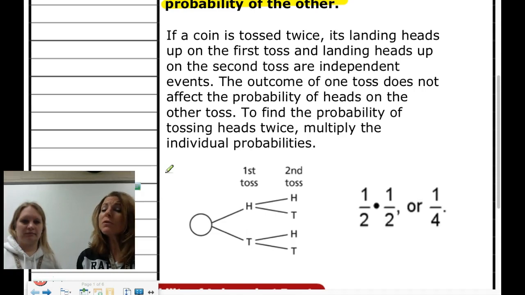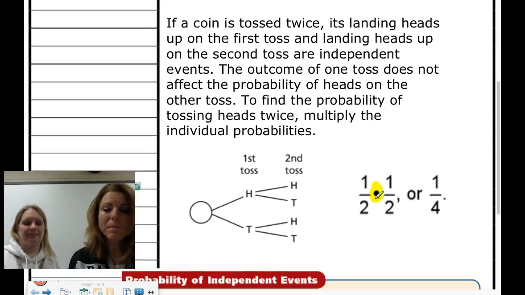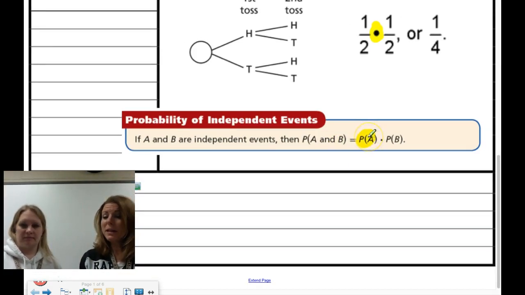To find the probability of tossing heads twice, you look at the probability of tossing it once, which is 1/2. Picking up the coin again, what's the probability of tossing heads again? 1/2. And you multiply the two probabilities together, which gives us 1/4. And there's the formula. If events are independent, you multiply the probabilities together.